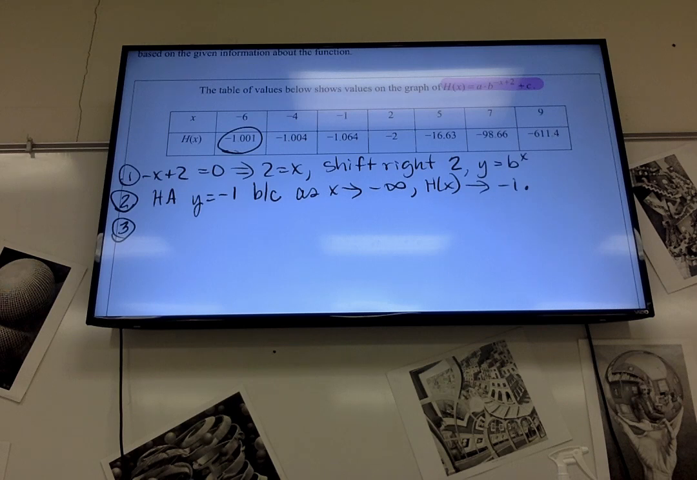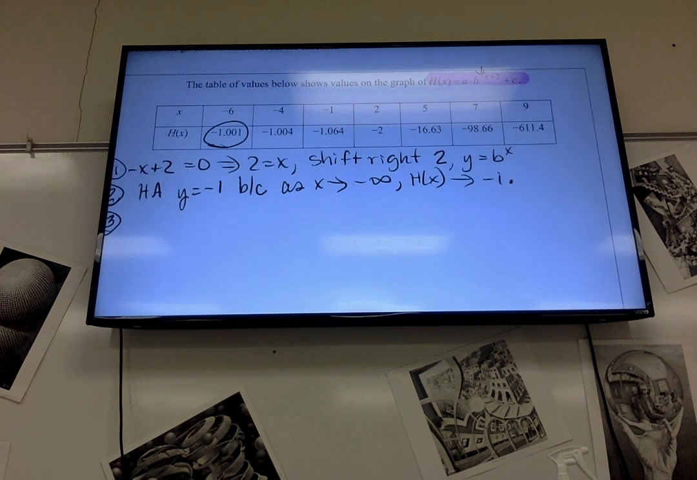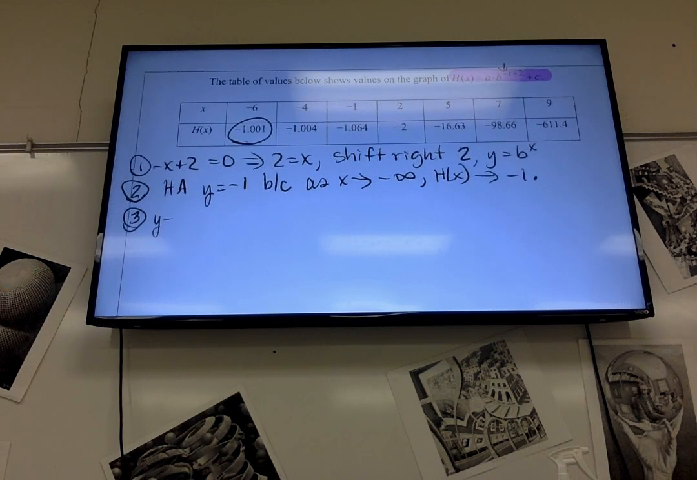Anything else? It reflects across the axis. Okay, because of that little negative there. Yeah, so it has a y-axis reflection because of, I'll say, exponent is negative. All right.